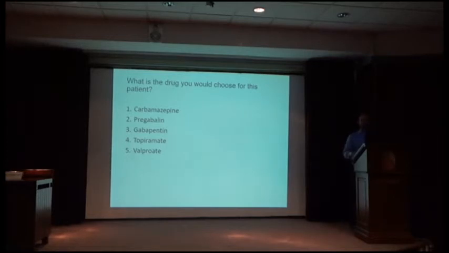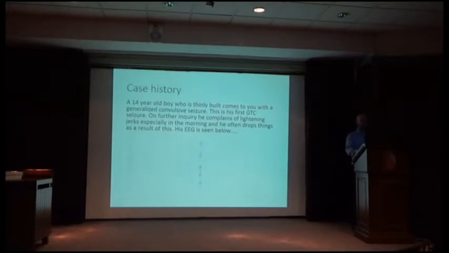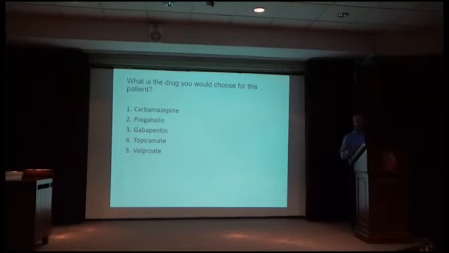Any reason why topiramate is not suitable? Anyone? Cognitive side effects, okay. He'll wither away, he's thin. So topiramate is effective in... So what's this patient's clinical diagnosis? It's an epilepsy syndrome. So that was not his first seizure. The lightning jerks are myoclonic seizures. So he's got myoclonic seizures, he's got a generalized seizure, and he's got an EEG very suggestive of a diagnosis of juvenile myoclonic epilepsy. So it's an epilepsy syndrome, right?